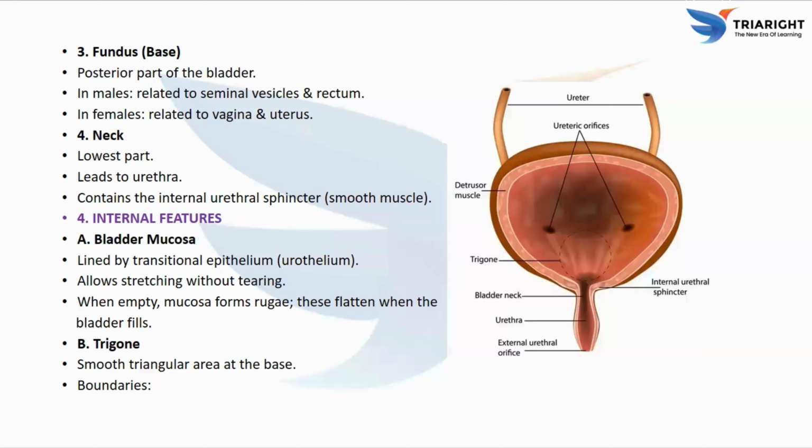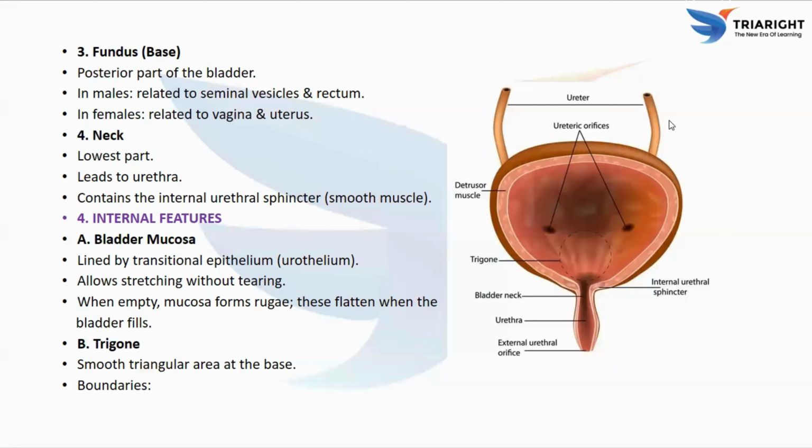So why is this important? Because it is highly sensitive to stretching. So it helps to initiate the urge to urinate. So this also guides urine smoothly from the ureters to the urethra. So trigone is a common site for infections in females due to the short urethra. So it is also known as the inactive zone because it does not contract like other bladder muscles.